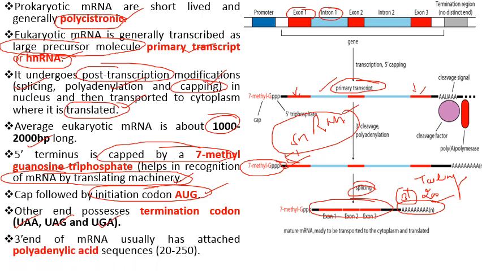3' end of mRNA usually has attached polyadenylic acid sequences, which ranges from 200 to 250 in number. So this process is known as tailing. It helps in stability, to maintain the stability of this mRNA.